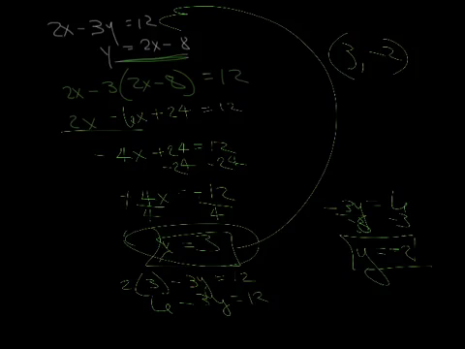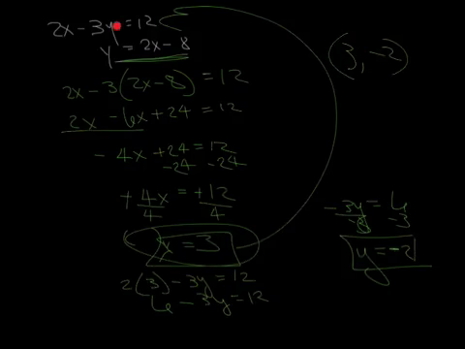So if we were to graph both of these equations, that is where both of those lines would cross, at the point 3, negative 2. Okay, so that's what you're finding. You're finding out what answer will make both of these equations true. Alright, so let's look at example number 3.